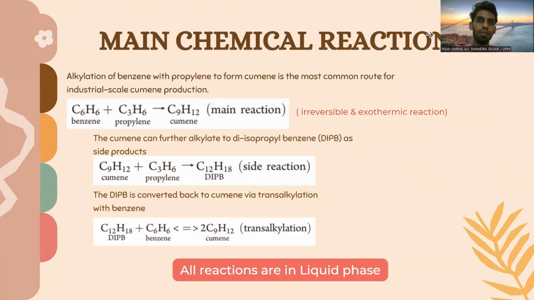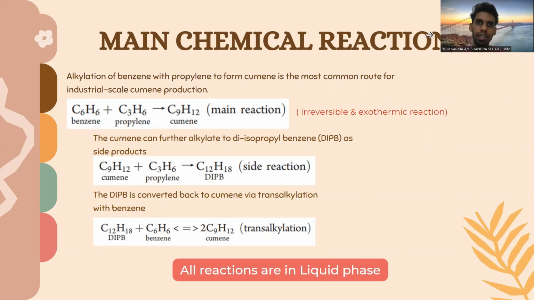Hey guys, now I will be explaining the main chemical reactions involved in cumene production from benzene. The first reaction will be alkylation of benzene with propylene to produce cumene. This is the most common route for industrial scale cumene production. This is the main reaction, and it is also an irreversible and exothermic reaction.